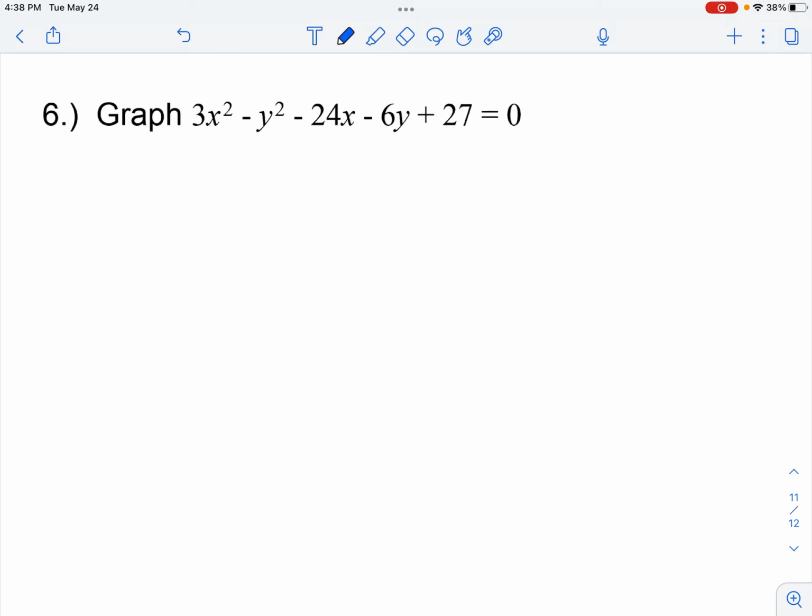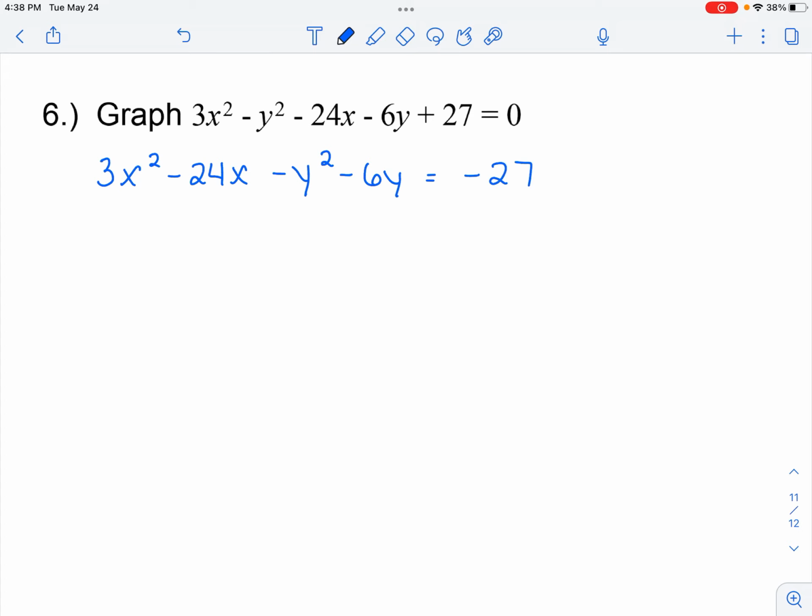Alright, but what does this hyperbola actually look like? It's not in standard form, so we need to complete the square to get it into standard form. So the first thing I'm going to do is regroup it. I'm going to put 3x squared first, followed by the minus 24x. And then I have minus y squared, minus 6y, and I'm going to move that plus 27 to the other side and make it a negative 27.